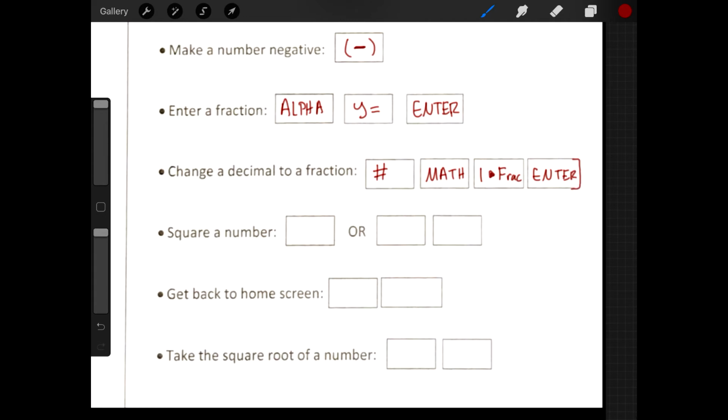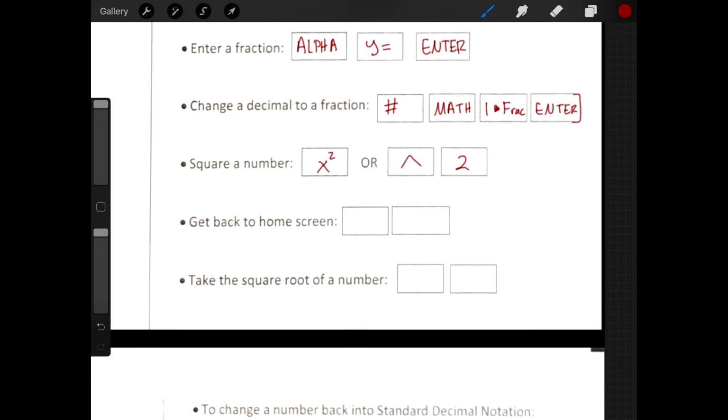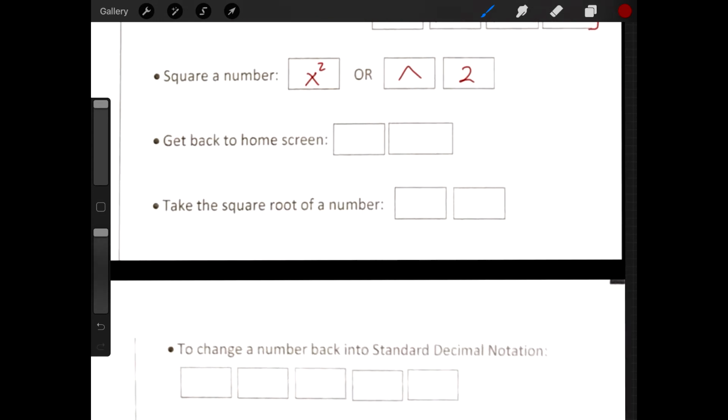Okay. To square a number, you're going to simply push the number that you have, and then there's a button that has an x squared. Or you can do like a little caret, which the caret is above the division sign, and you have a 2. Okay, so it'll be exponent 2. To get back to the home screen, you are going to do second, and then mode. To take a square root of a number, you're going to push second, and then x squared, that little button that has the x squared on it.